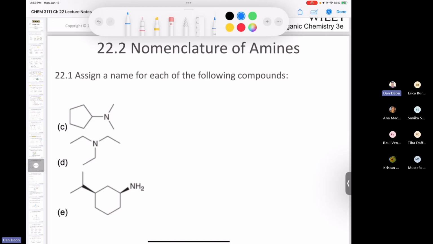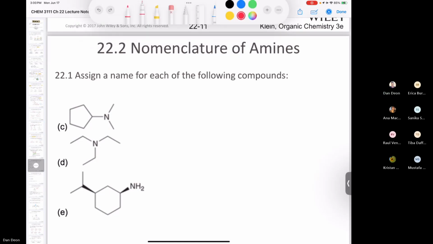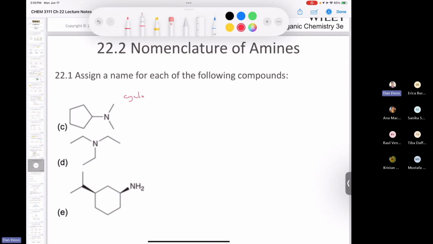We could use both methods here, because you guys recognize a cyclopentyl group and a methyl group. So which one's going to come first? Well, cyclopentyl is going to come before methyl. So we could call this compound cyclopentyldimethylamine, right? That's one way to do it.